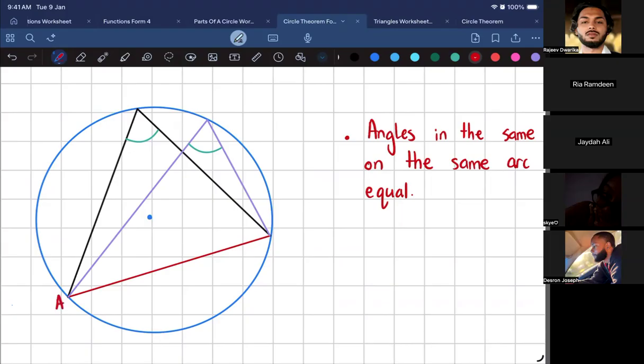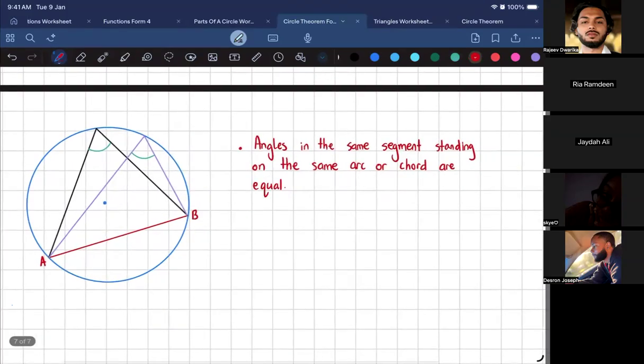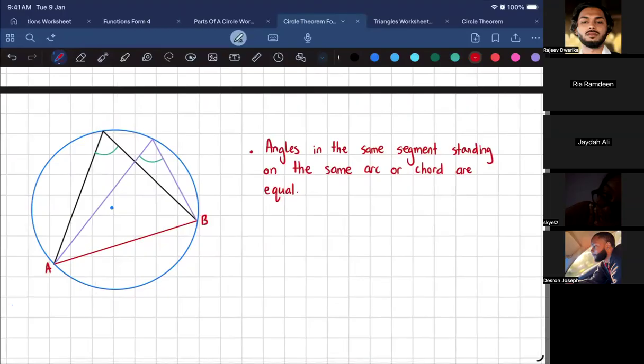All right, so I'll give you another example, right? We have a chord here, AB. Now you'll notice that I wrote angles in the same segment standing on the same arc or chord are equal. Now I want you to understand something, right? This would be chord AB, or you could also say that this is arc AB. Both are fine.